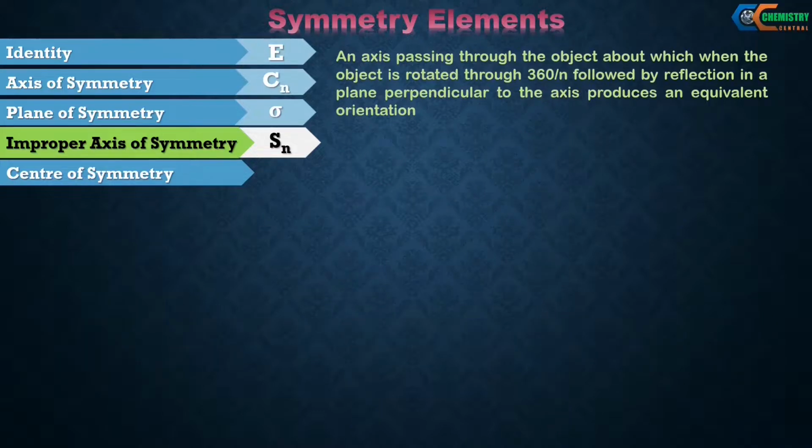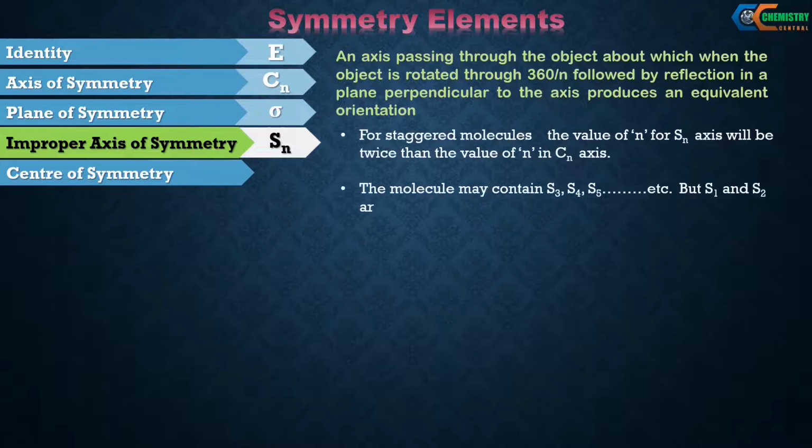In general, for staggered molecules, the value of n for Sn will be twice the value of n in Cn axis, and the molecule may contain S3, S4, S5 axis and so on, but not S1 and S2. Because S1 axis will be equal to C1 rotation followed by sigma h reflection, but C1 means a rotation of 360 degree, which is equal to identity, so the net effect of S1 will be equal to sigma h, because the identity operator leaves the molecule unchanged.